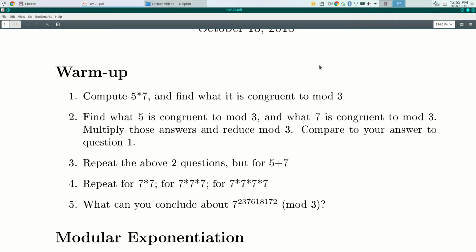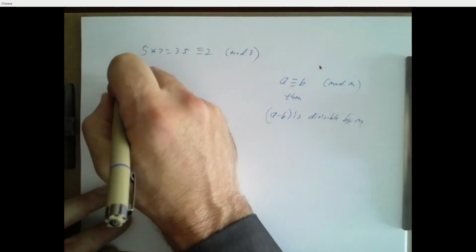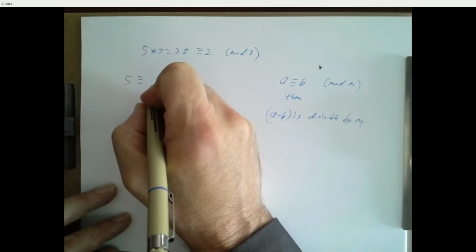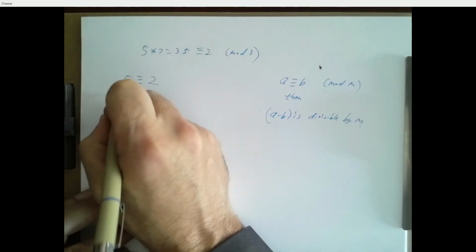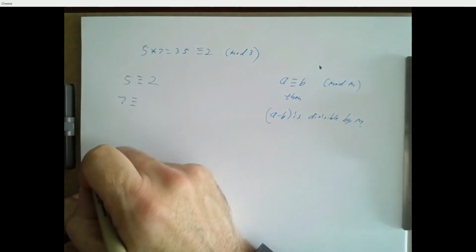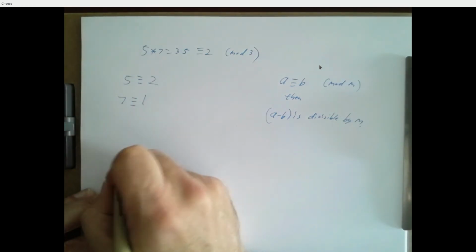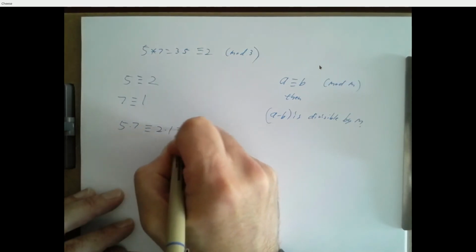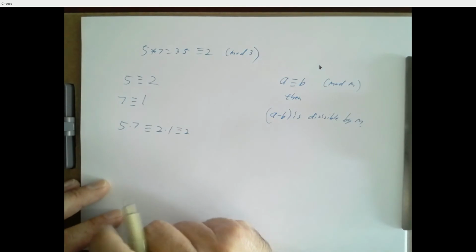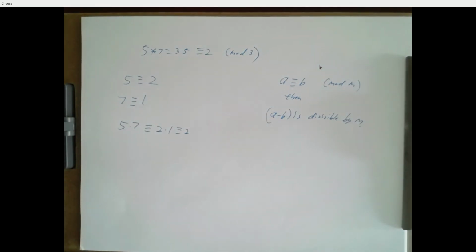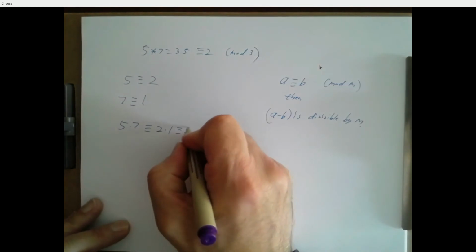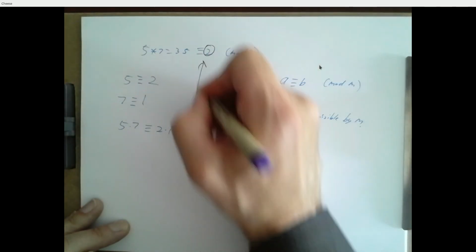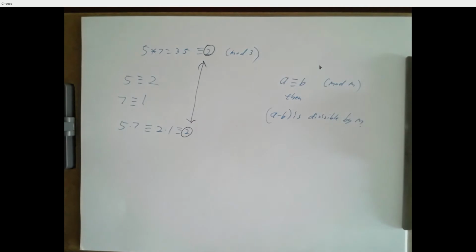So find what 5 is congruent to, what 7 is congruent to, and multiply those. So what is 5 congruent to mod 3? 2. And what is 7 congruent to mod 3? 1. And so 5 times 7 should be congruent to 2 times 1, which is just 2. And because modular arithmetic works this way, we expect those to be the same. You can multiply and then reduce, or you can reduce and then multiply.